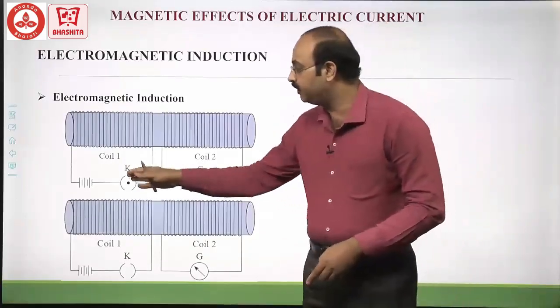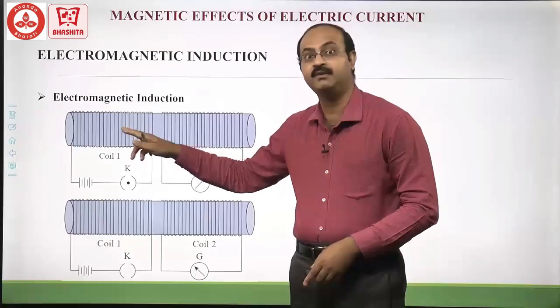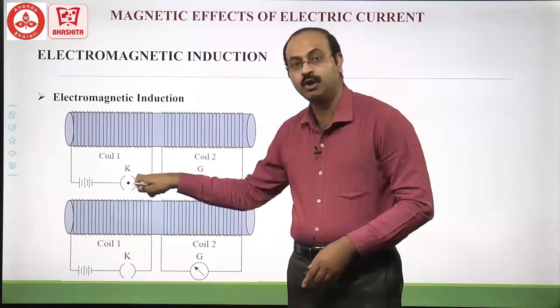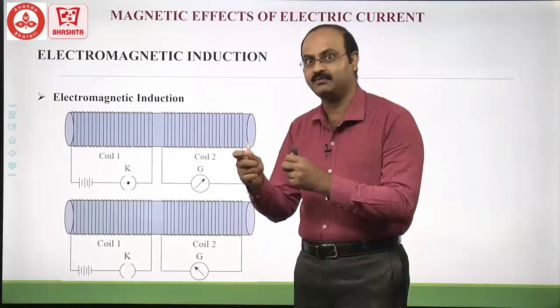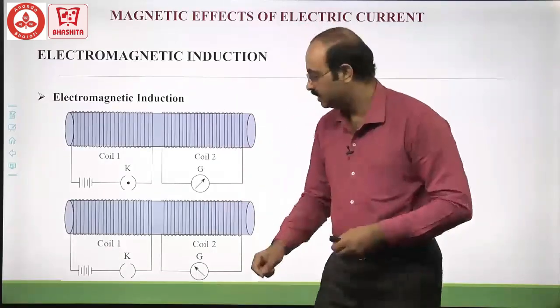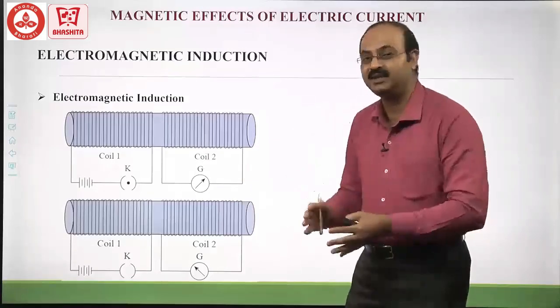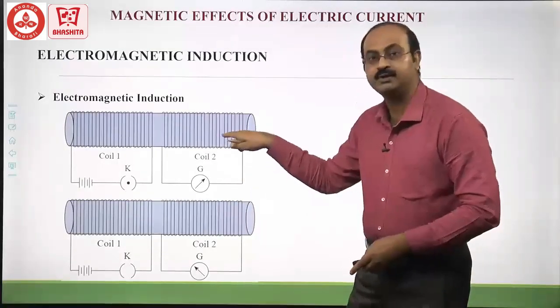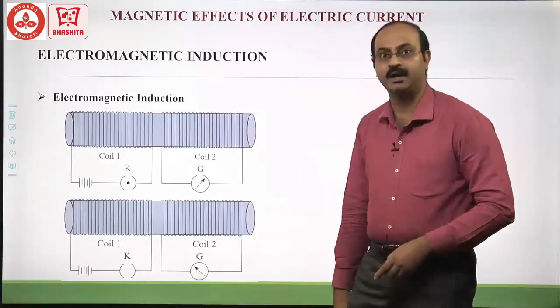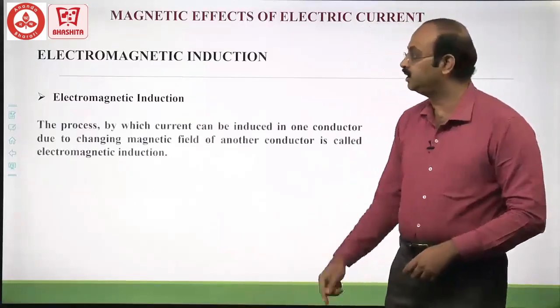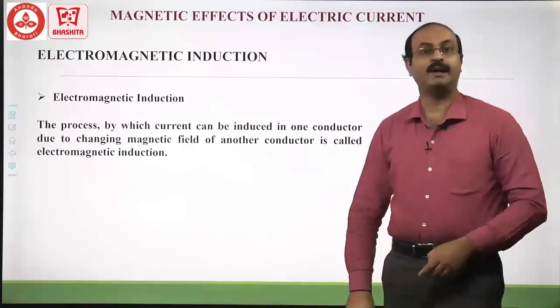Now when a current is passed, what will happen? A magnetic field is produced. When you switch on, there is a change from 0 to some maximum value. Similarly, when you switch off, there is a change from maximum to minimum value. This change produces an induced current in the other coil, and that is what leads us to the definition of electromagnetic induction.